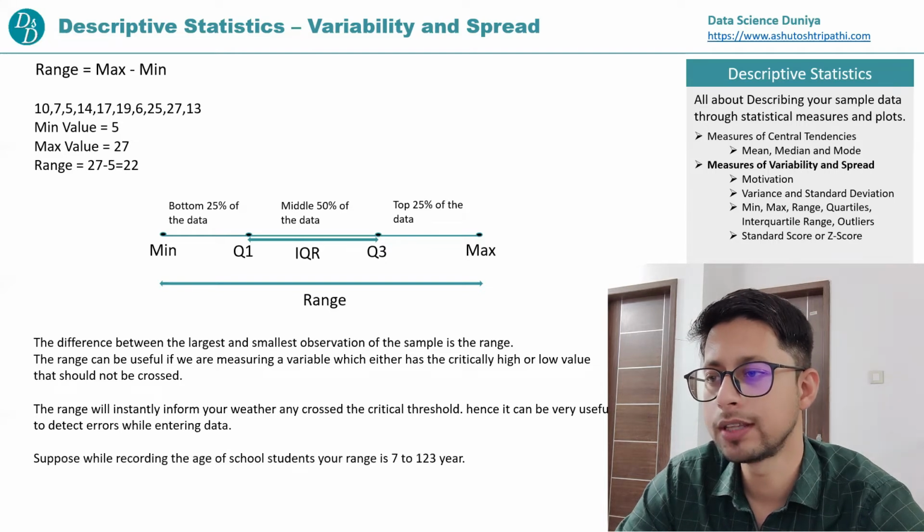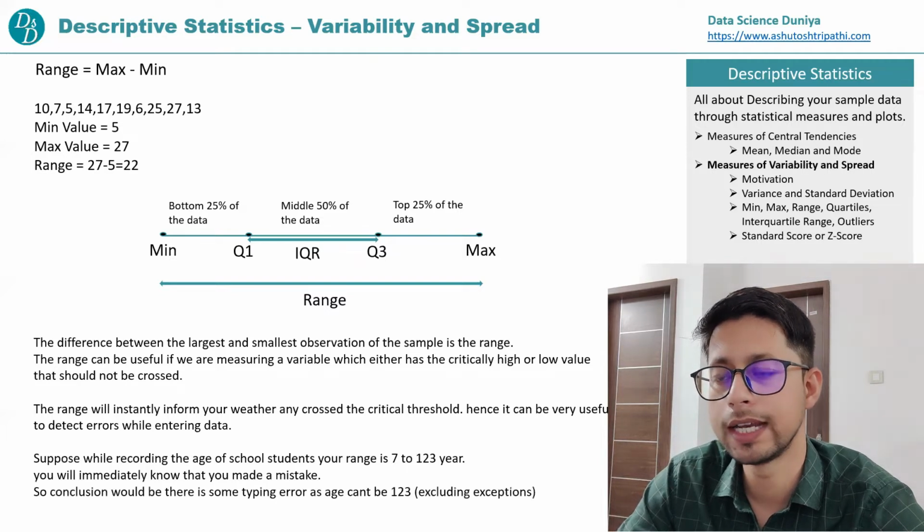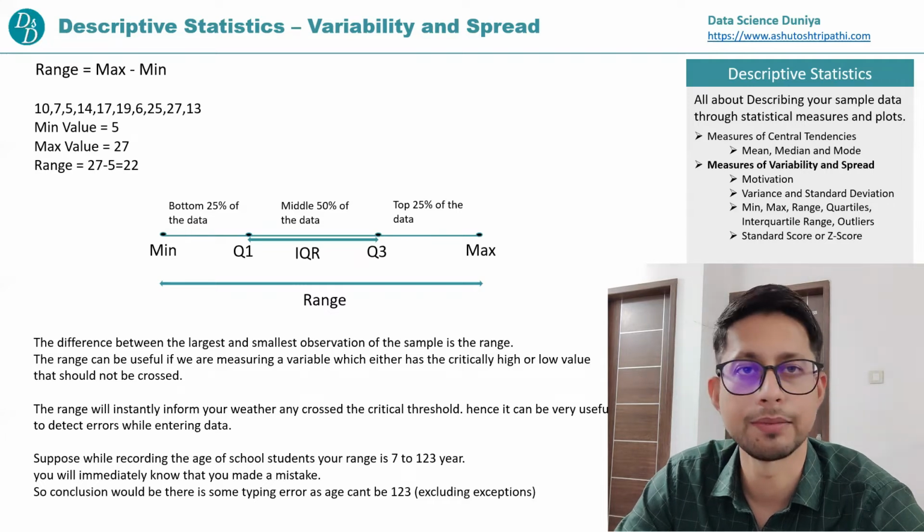Suppose while recording the age of school students, your range is 7 to 123 years, and then you will immediately know that you made a mistake if any data point crosses 123, right? So that's where this range helps you.